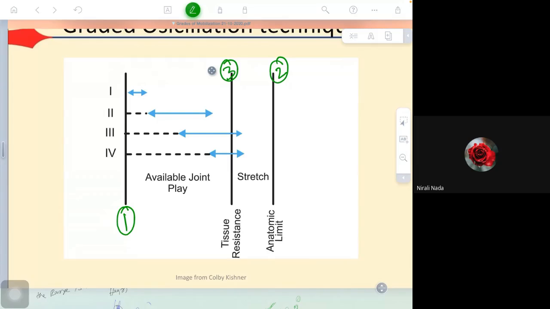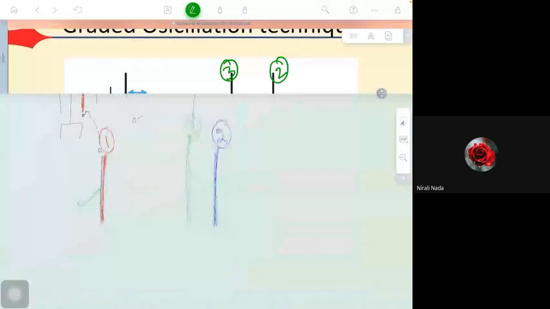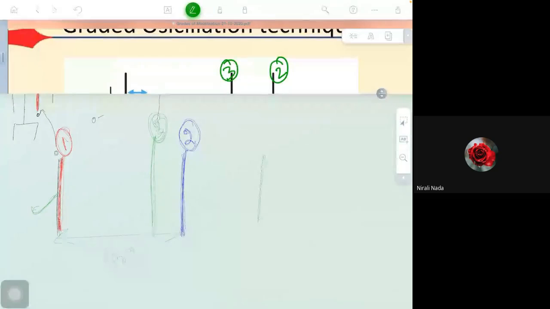So this anatomical limit is fixed. If you take the shoulder joint, it is 180 degree. If you take the elbow joint, it is something different, maybe 140 or 160, 150. It varies. Clear? So this line is fixed, but the range of motion may differ depending upon the joint. Clear?